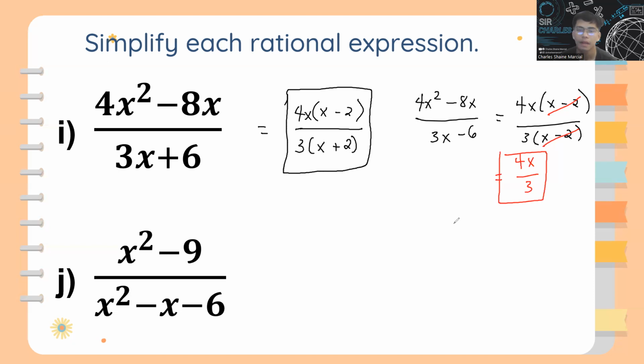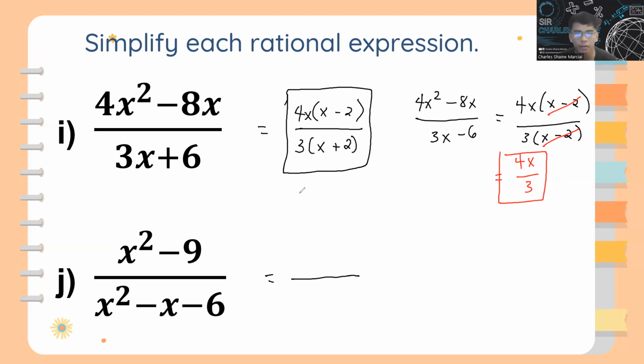That's the answer. Okay, final answer na kapag walang common factors. Always remember that. Let's try for the next problem. We have x squared minus 9 over x squared minus x minus 6. Ito, meron na tayong na-encounter na difference of two squares and trinomial.